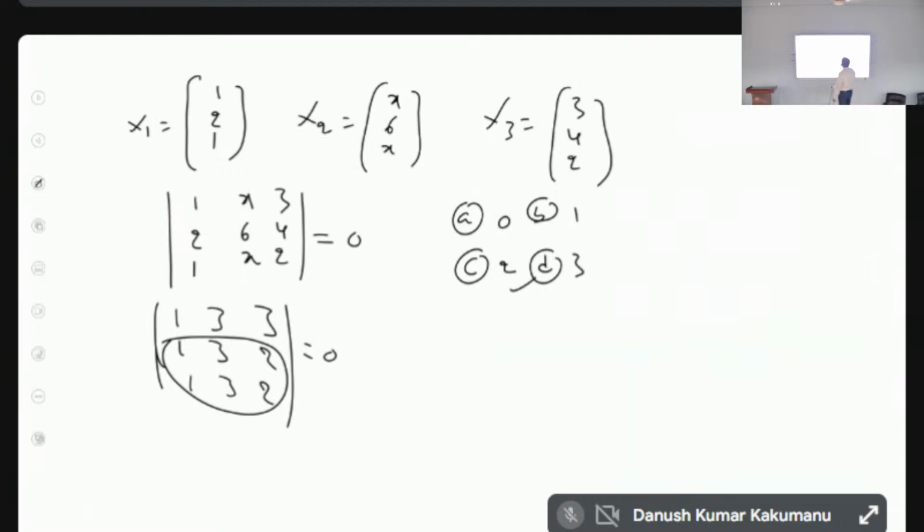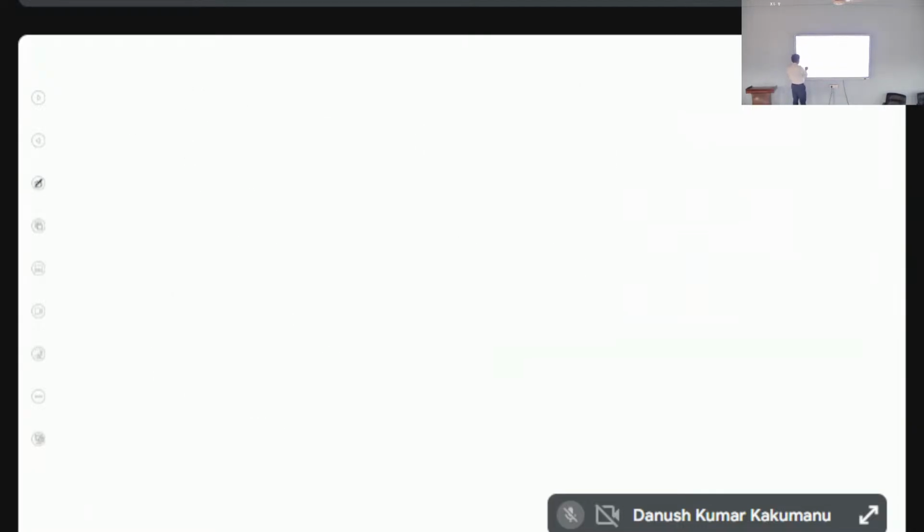So this type of question is also very important. What is the dimension? Dimension means the number of linearly independent vectors. What is the basis? A set of linearly independent vectors. Dimension and basis. Next. So try the next question.